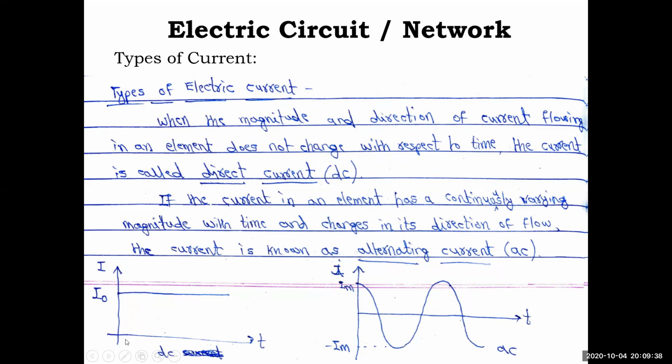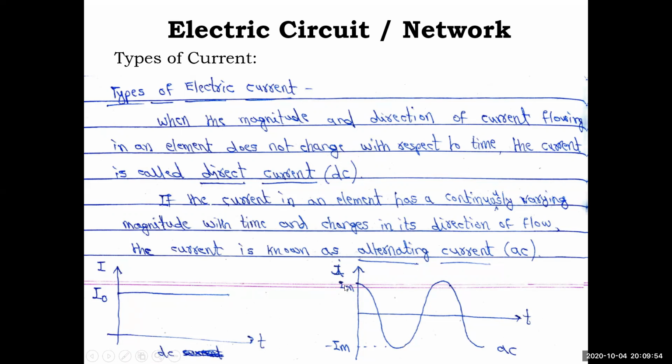In an element it does not change with respect to time. Time changes here, see 0.1, 1, 2, 3, 4, 5, 6, at any time it is not going to change, so the waveform will be the same. So the magnitude and direction of current flowing in an element does not change with respect to time, and that current we call direct current.